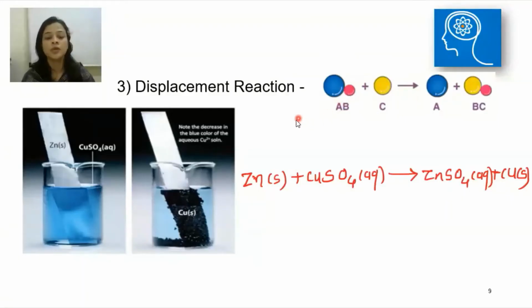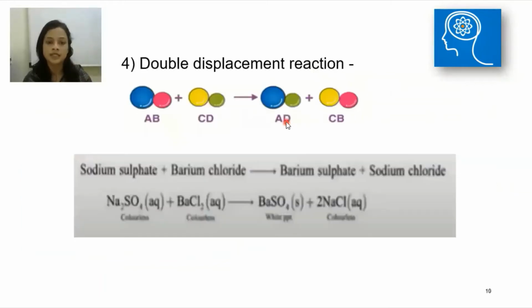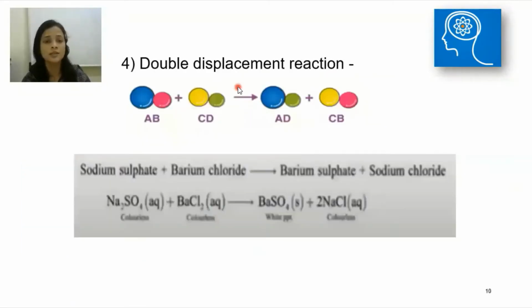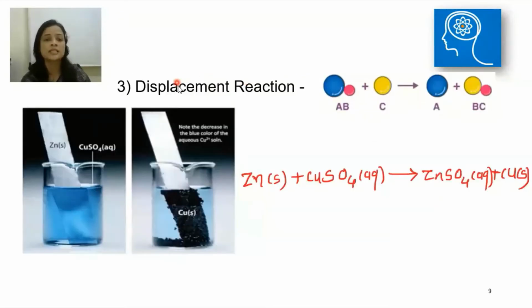Now we'll move towards the third type of chemical reaction. The third type of chemical reaction is the displacement reaction. After displacement reaction, we'll discuss the last type, that is the fourth type of chemical reaction, the double displacement reaction. Now, what is this displacement reaction, and what is this double displacement reaction? See, this is double displacement, and this simple displacement reaction is nothing but the single displacement reaction.